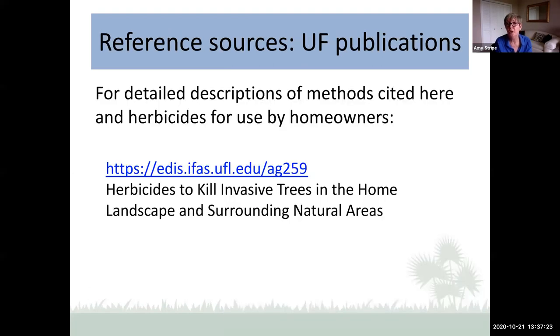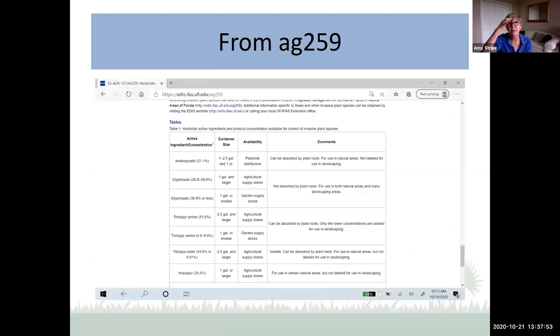From this, there are great UF publications. So for detailed descriptions of all those methods, the hack and squirt, the cut stump method, all those methods described in more detail, as well as herbicides for use by homeowners, this publication here, Herbicides to Kill Invasive Trees in the Home, Landscape, and Surrounding Natural Areas, is excellent. There is a table in this particular publication. It looks like this. As you can see, it says table one, herbicide active ingredients and product concentration available for control of invasive plant species. So it lists in alphabetical order here the active ingredient, the container size, where you can buy it.